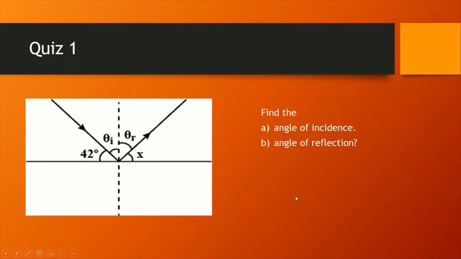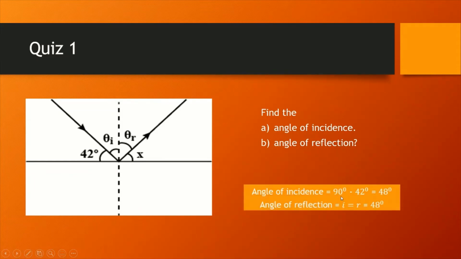Is it 42? Is this the angle of incidence? No, right? The angle of incidence is the angle formed between the incident ray and the normal. So it is theta I here. How much is theta I? It is 90 minus 42, so you get 48. And how much is the reflected angle? The angle of reflection is the same as the angle of incidence, so therefore it is 48.